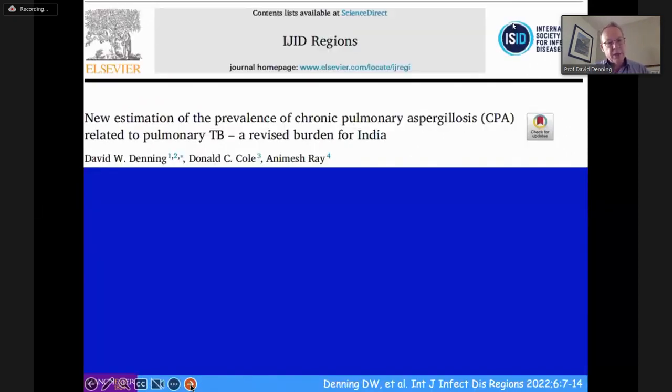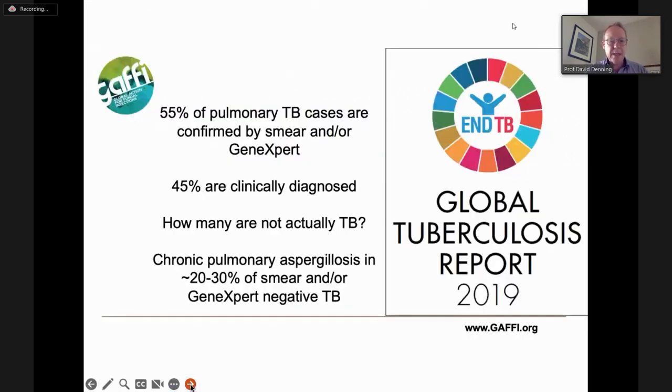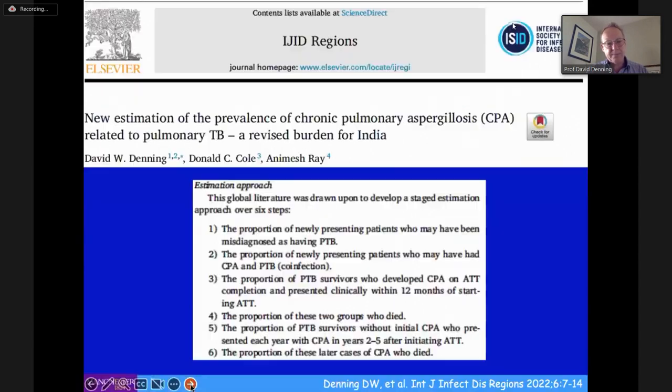So late last year, we published a paper revising the burden of this problem in India. And as you recognize, amongst patients with TB across the world, about 45% are clinically diagnosed. And many of those probably don't have TB. It's difficult to be absolutely sure, of course. And what we do know now is that somewhere around 20-ish% of patients who are smear negative or GeneXpert negative for TB actually have CPA.